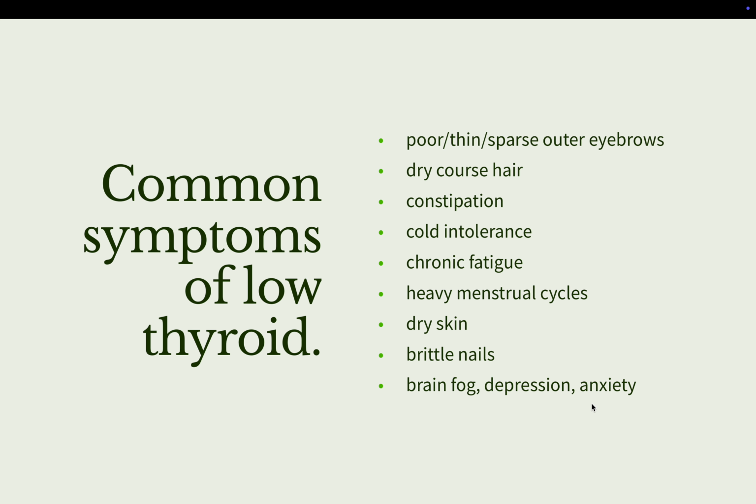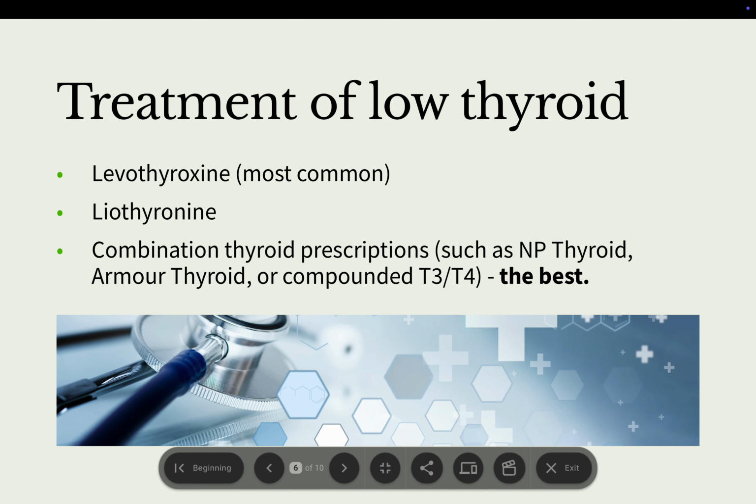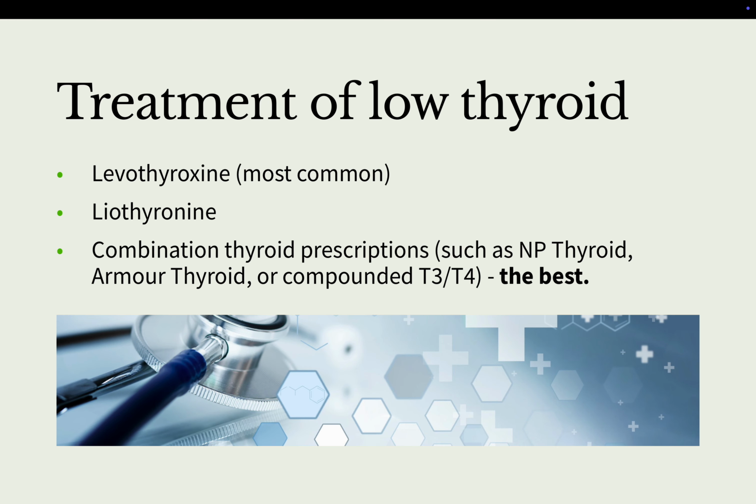Heavy menstrual cycles. In women, you will see this sign as well. Dry skin, again, not just during the winter, even in the summer, the skin is still dry. Brittle nails, and this is a sad one for me, brain fog, depression, and anxiety. One or all three, all because of thyroid. So before you run into depression or anxiety diagnosis, make sure your thyroid is in the right range. So what do we do to treat low thyroid?